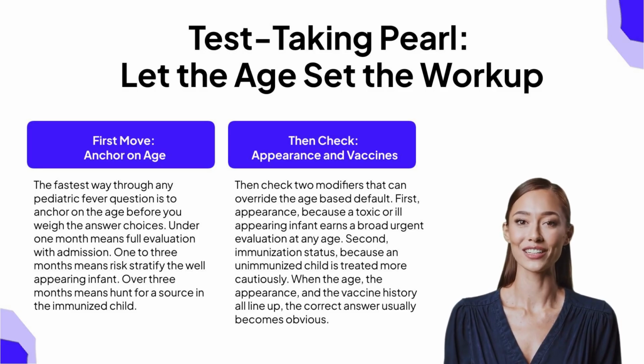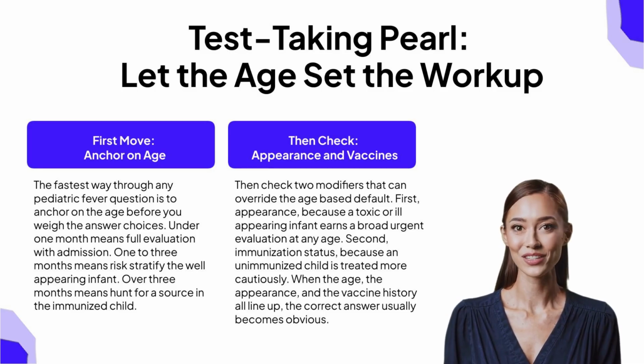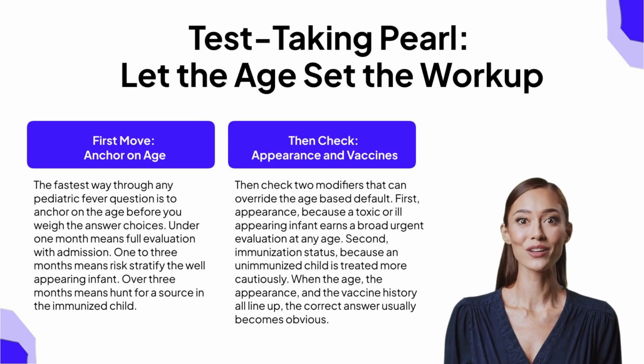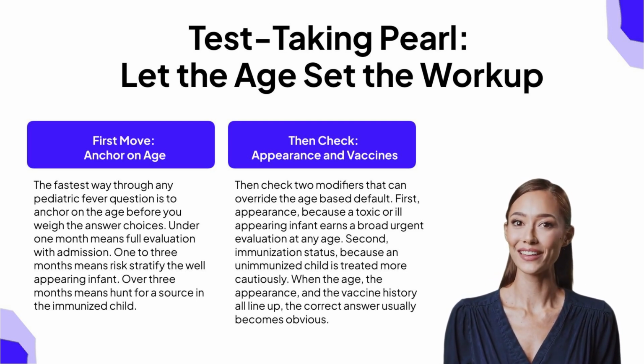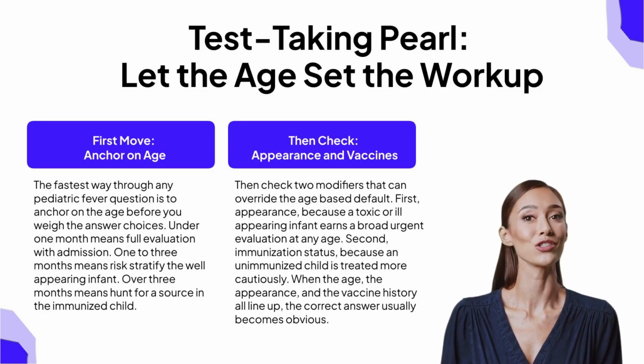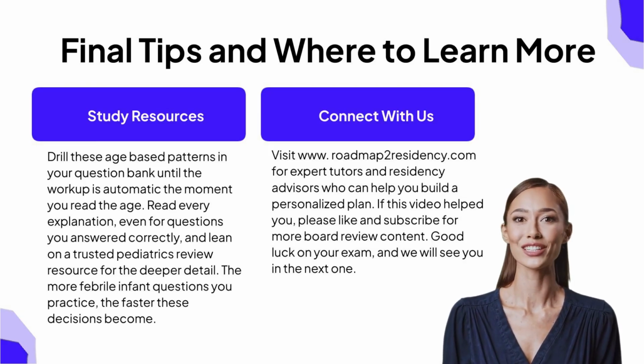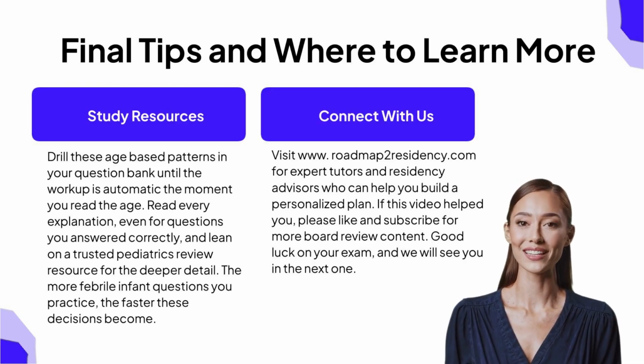Then check 2 modifiers that can override the age-based default. The first is appearance, because a toxic or ill-appearing infant earns a broad, urgent evaluation at any age. The second is immunization status, because an unimmunized child is handled more cautiously. When the age, the appearance, and the vaccine history all line up, the correct answer usually jumps off the page. That wraps up our review of pediatric fever management strategy. Remember the core habit, which is to find the age first and let it set the workup, then adjust for how the child looks and whether the child is immunized.